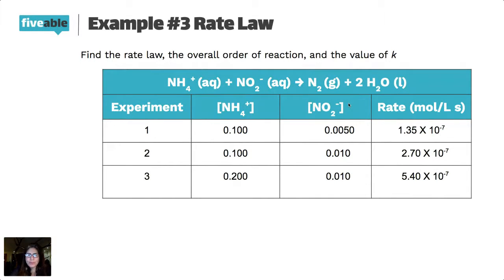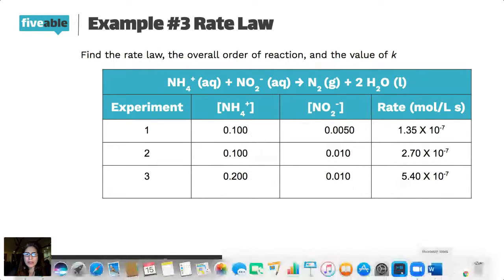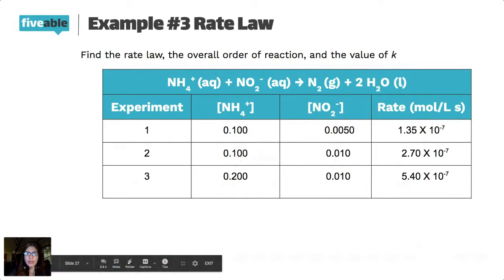NO2 minus. Exactly. Now, if we observe the other two experiments, where the one that is doubling is NH4 and the NO2 is kept constant, we check what happens to the rate. And the rate, as you can see, also doubles. So what would be the order with respect to NH4? Correct. Again first. And what would be the overall order? What is the overall order? Correct.